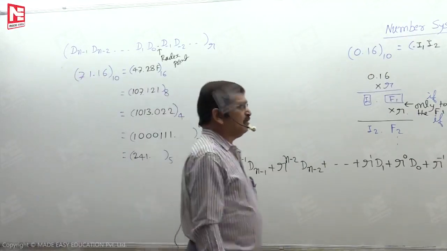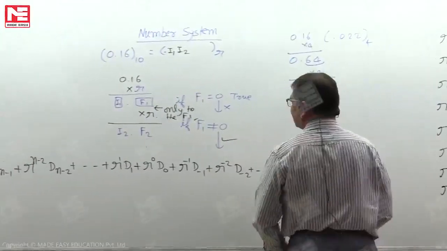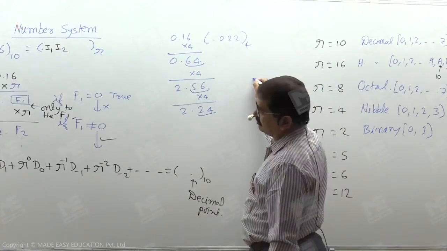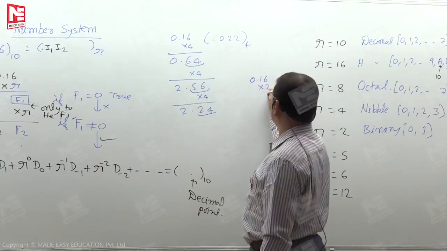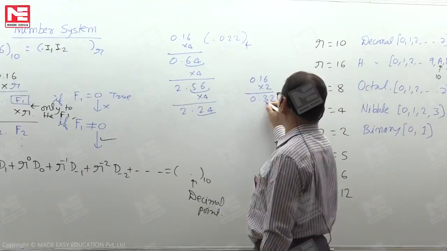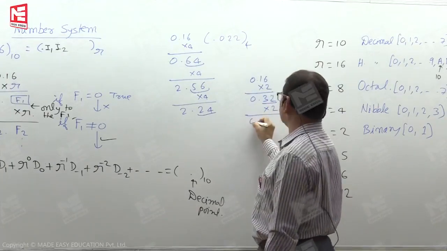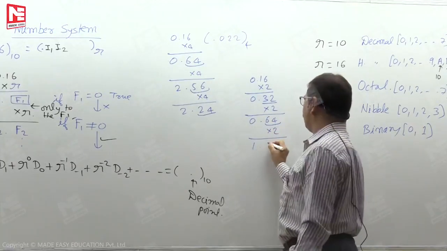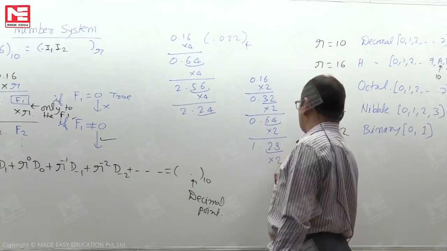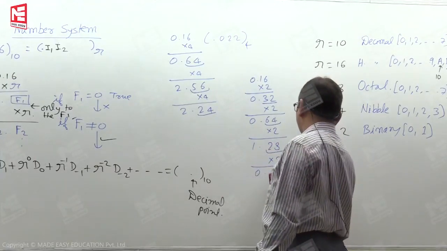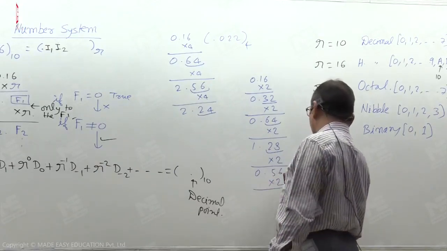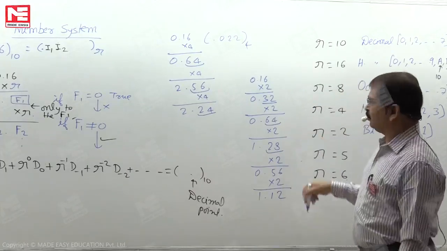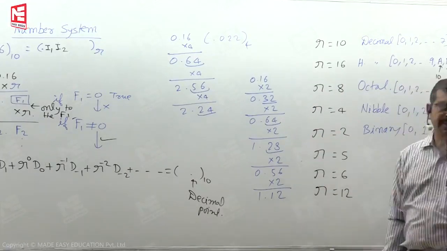Similarly, let us come to the binary equivalent. It is to be multiplied with 2. So 0.32, the fractional part is not equal to 0, so further multiplication. 0.64, not equal to 0, further multiplication. 1.28, not equal to 0, further multiplication. 0.56, not equal to 0, further multiplication. 1.12. Here also, it is the same thing: with any number of multiplications, the fractional part never becomes 0.